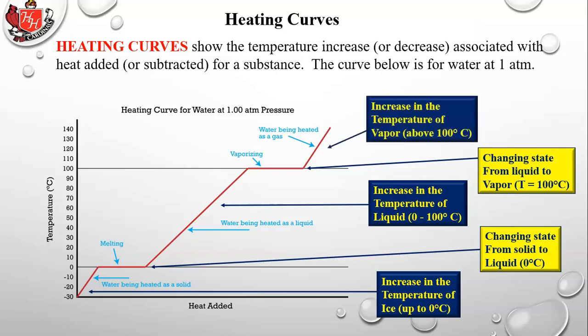And then finally, the final upward sloping line is above 100 degrees. That is where water is steam, and it can increase its temperature at that point up to some very high temperatures. In this case, we're just saying about 130 to 140 degrees.